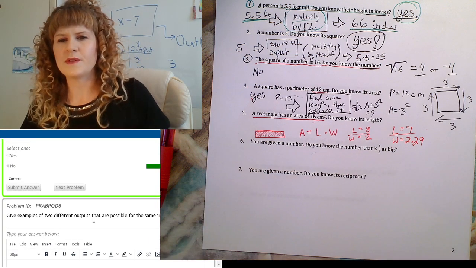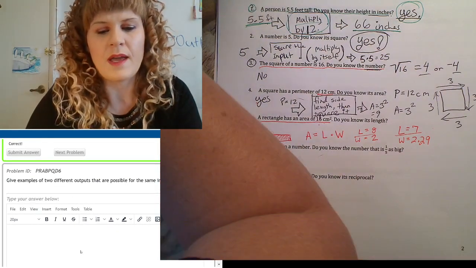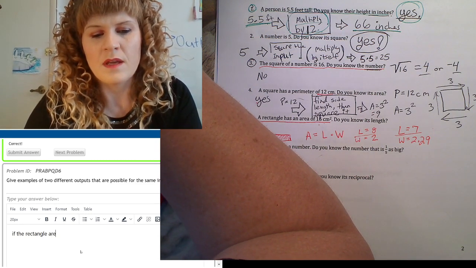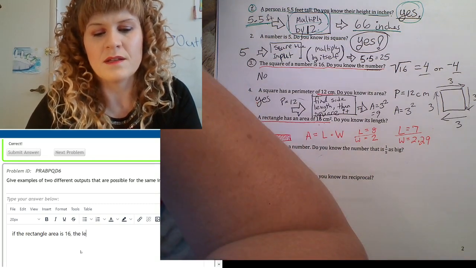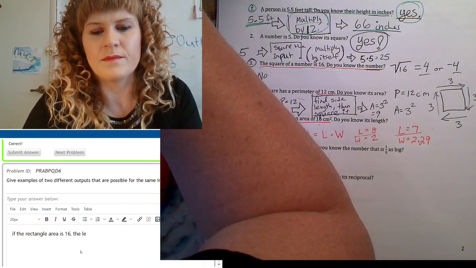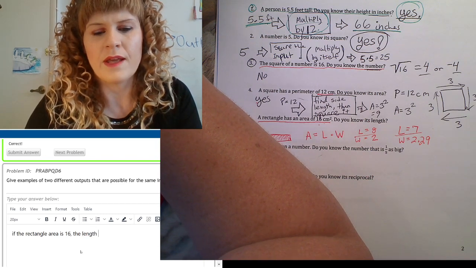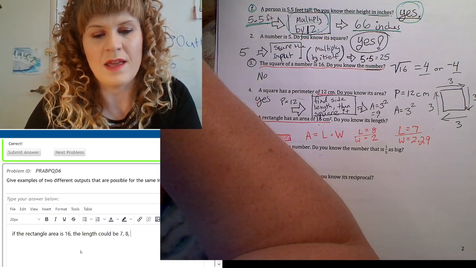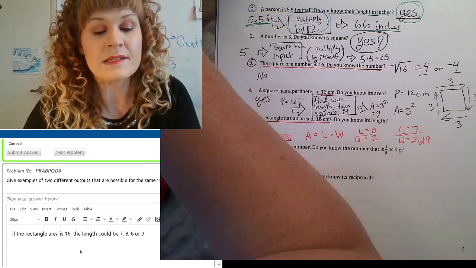Give 2 different examples that are possible for the same input. Okay, so if the rectangle area is 16, the length could be 7, 8, 6, or even 9 centimeters.